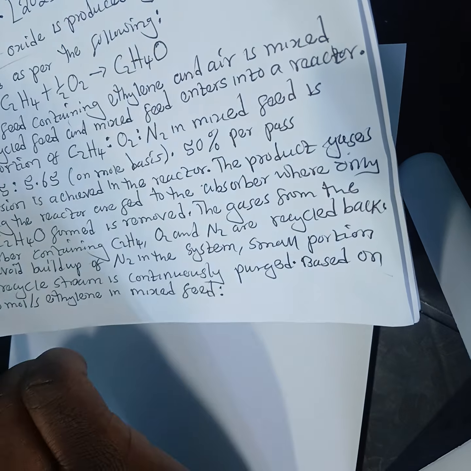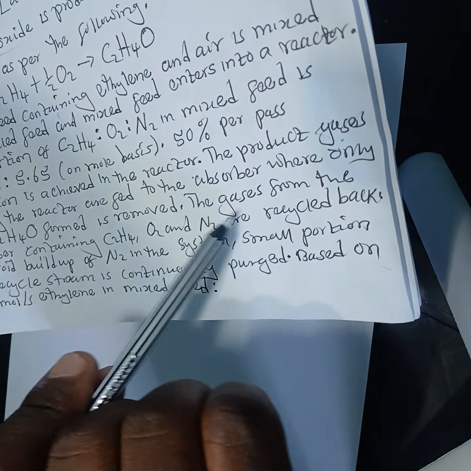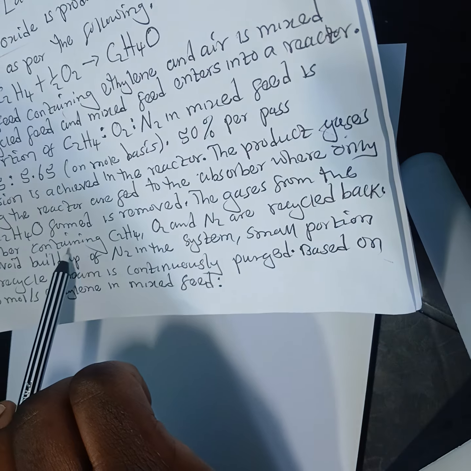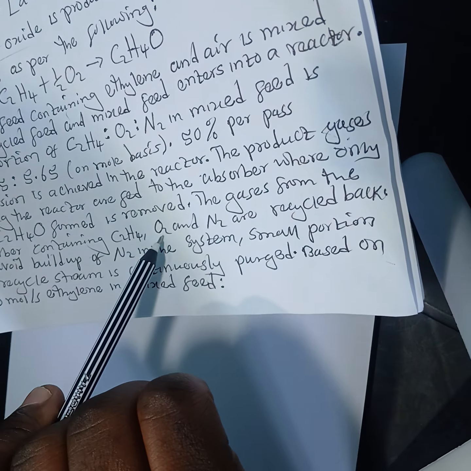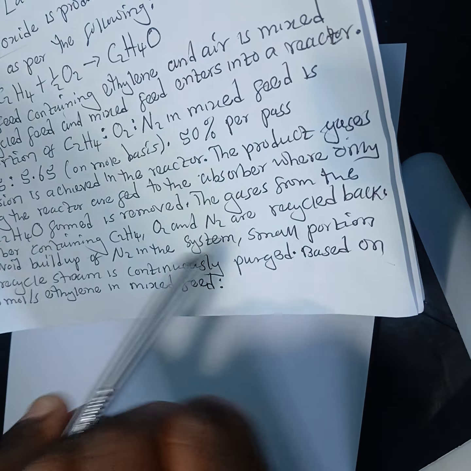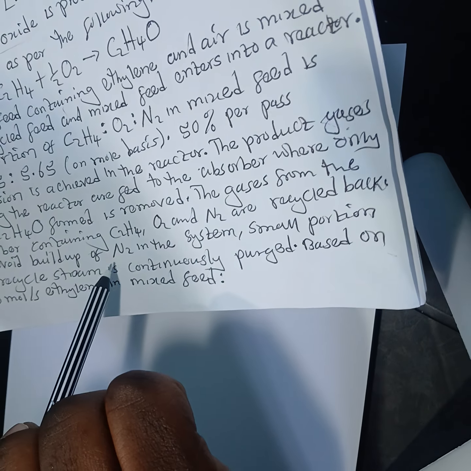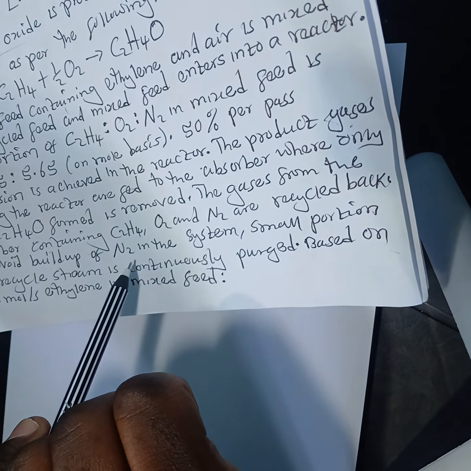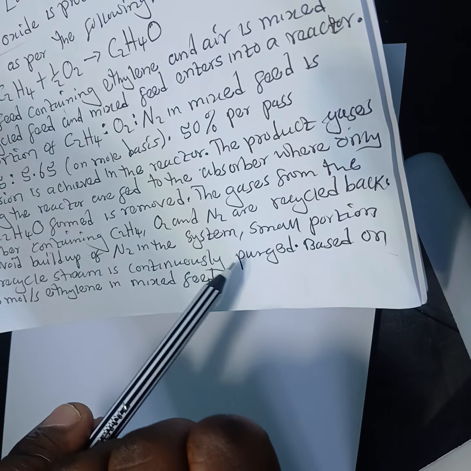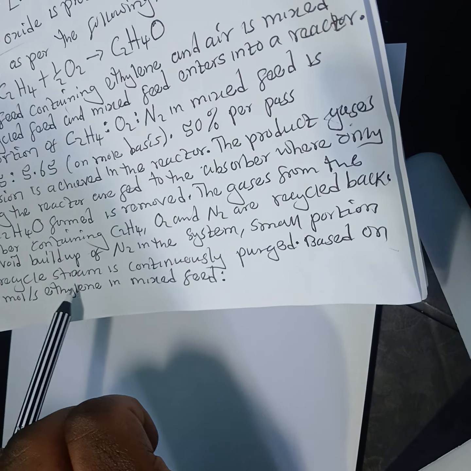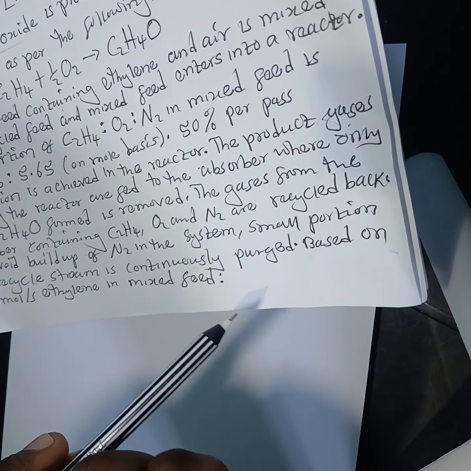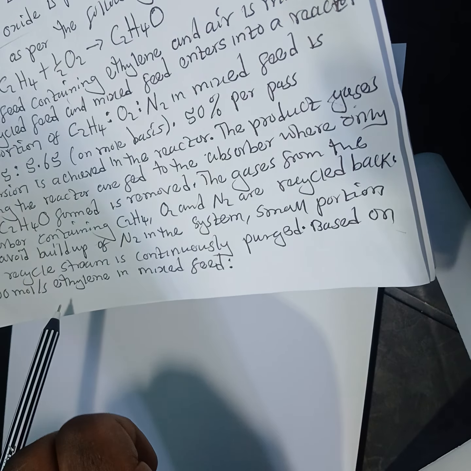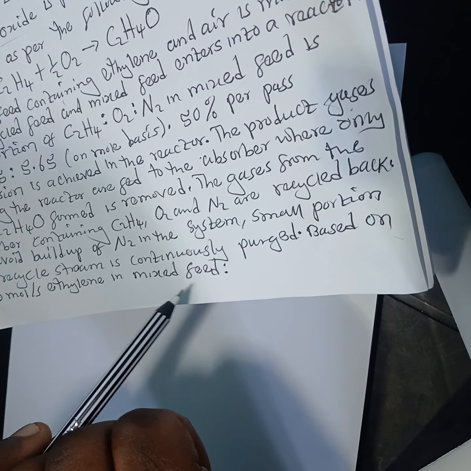The gases from the absorber containing ethylene, oxygen and nitrogen are recycled back. To avoid buildup of nitrogen in the system, nitrogen is an inert, a small portion of the recycle stream is continuously purged. Based on 100 moles per second of ethylene in mixed feed. Okay, so the basis has been given.